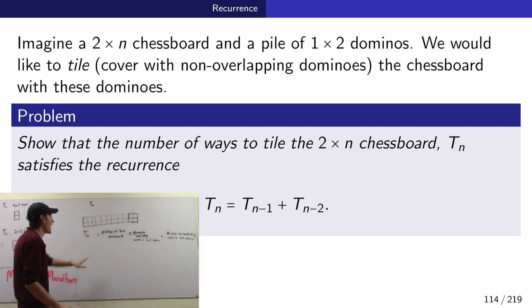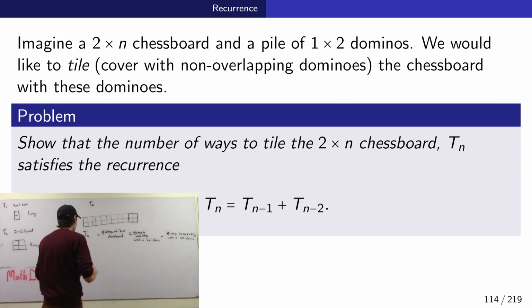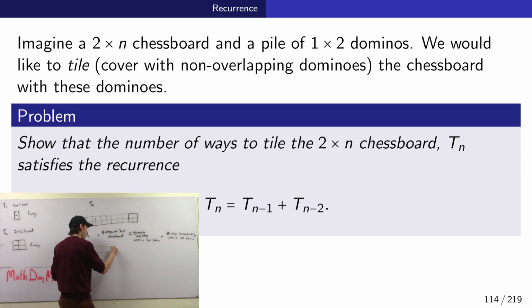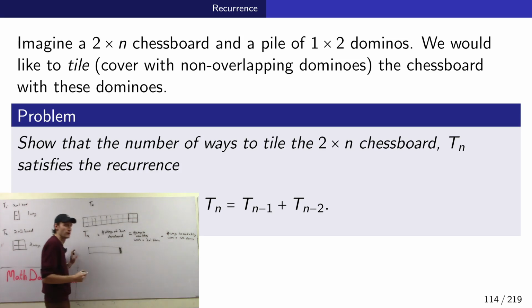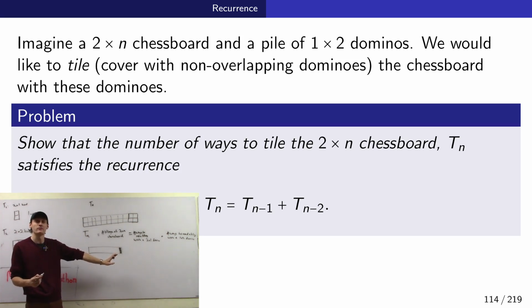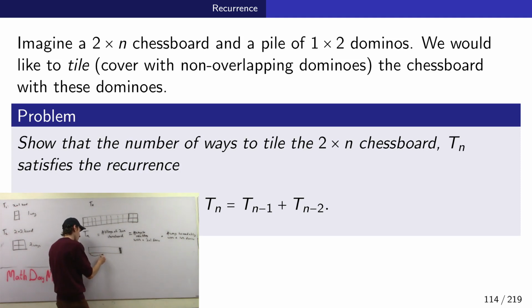So if I end a tiling with a 2 by 1 domino, that means I have some sort of tiling that ends like this. So the last thing is a vertical domino here. But what comes before that? What comes before this last piece now? This right here, stopping before that, is a 2 times n minus 1 chessboard.